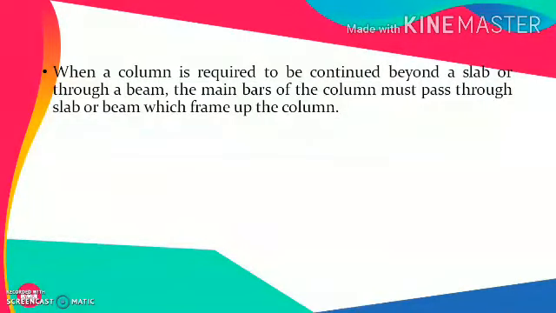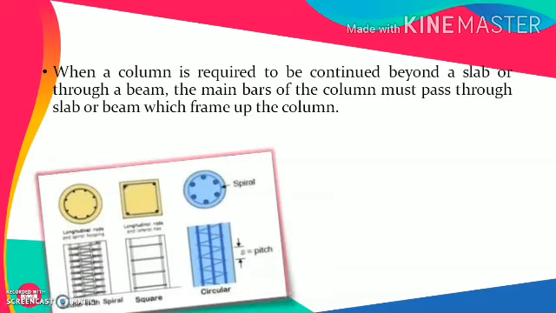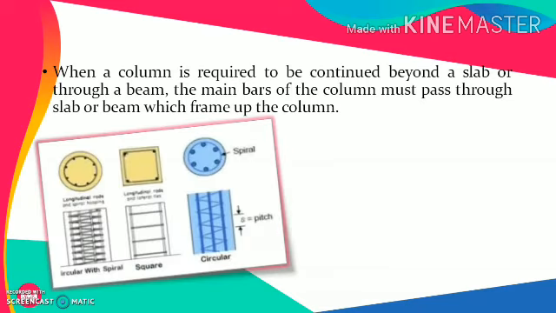When a column is required to continue beyond a slab or through a beam, the main bars of a column must pass through the slab or the beam which frames up the columns. So this shows the cross section of different types of columns. The column can be circular, square, or rectangular in nature, while the reinforcement provided can be spiral reinforcement or even rectangular hooks in the case of bars other than the main reinforcement.